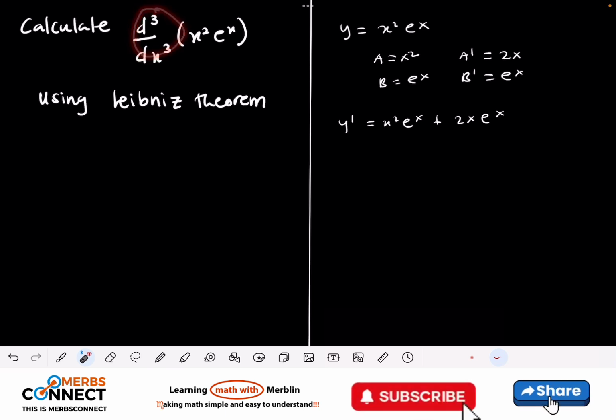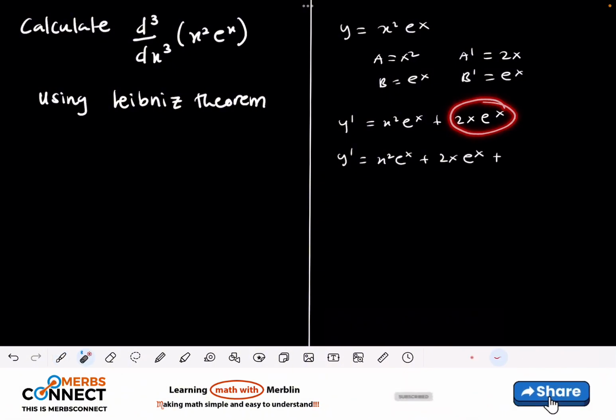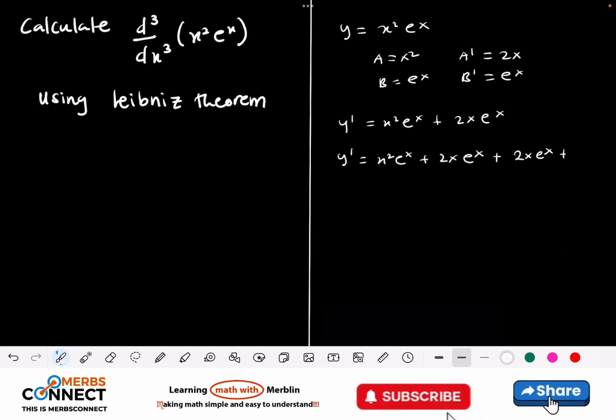I'm going to the third derivative, so I need to do the second one first. I have a product rule here and another product rule here. So the next thing I need to do is the product rule again, but I'll go straight. The first one is going to be x squared e^x plus 2x e^x, plus, then I'll do this one. That one is going to give us 2e^x, plus, when I differentiate this one, I'm going to have 2e^x. So I can simplify the function: x squared e^x plus 4x e^x plus 2e^x. This is the second derivative.